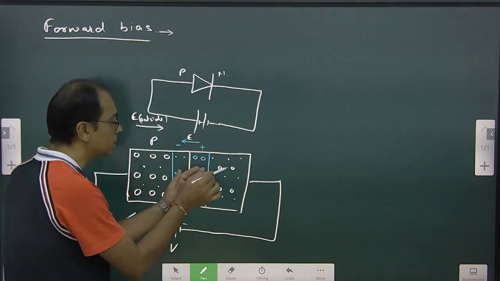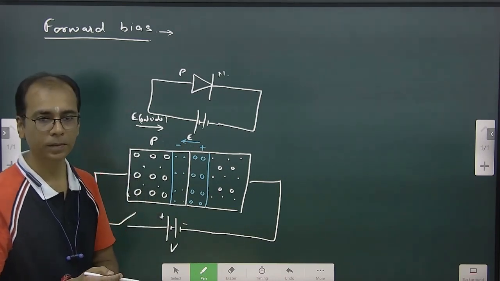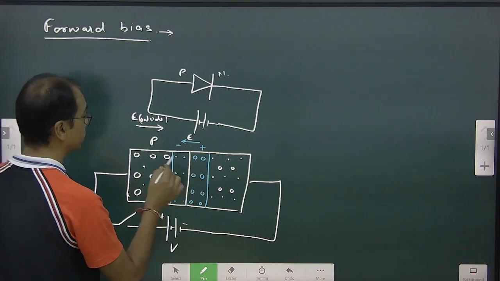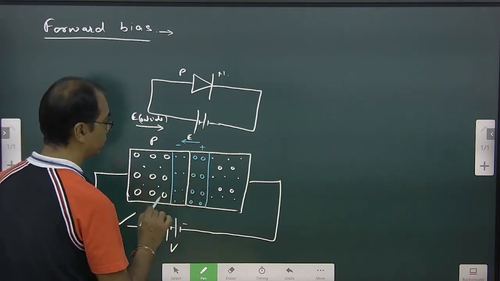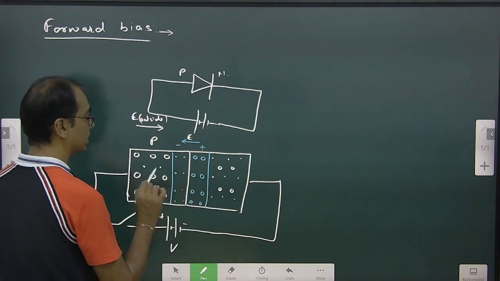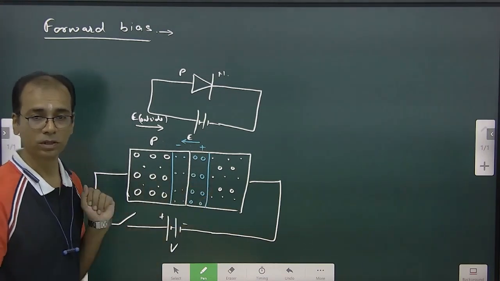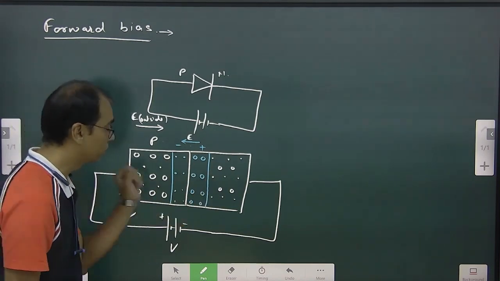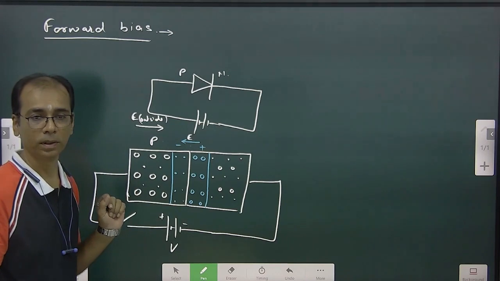Not jumping means they are able to cross this depletion layer. They will cross this depletion layer and start moving this side. These electrons will keep on moving this side, like this, like this. So motion of electron has started. When motion of electron starts, what will happen on this side, the p side?